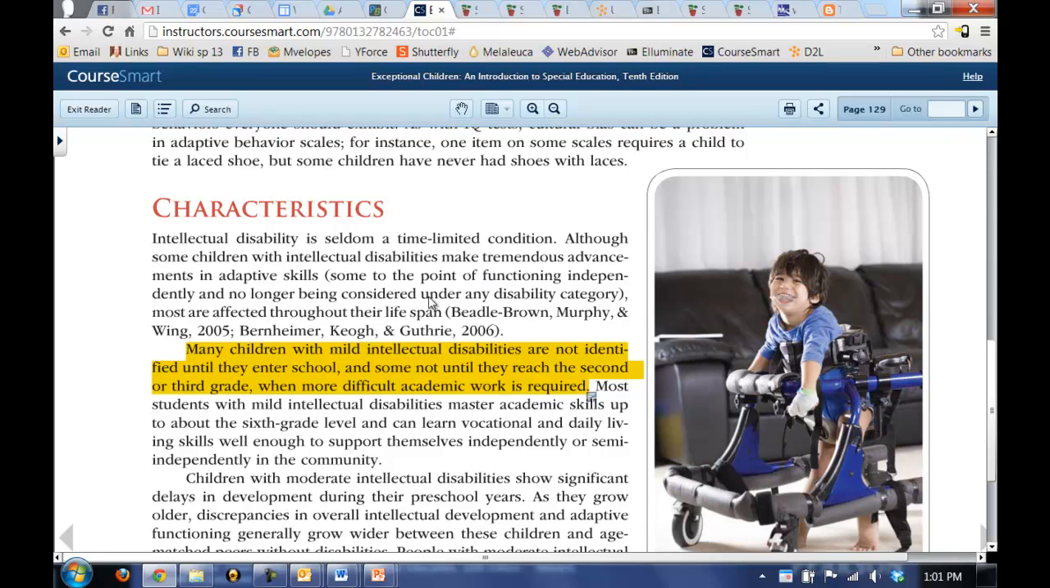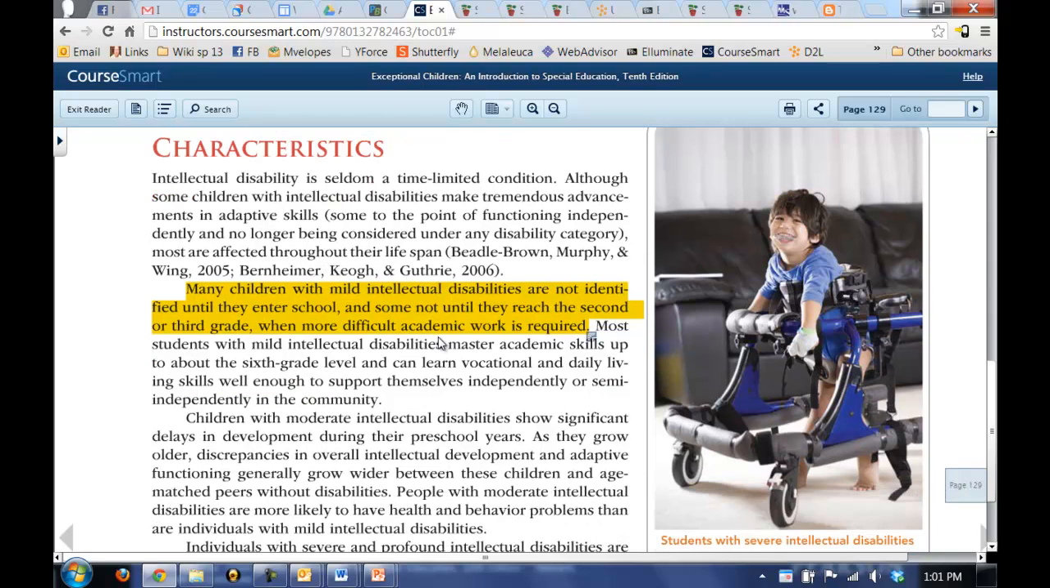Intellectual disability is seldom a time-limited condition. So it's very seldom temporary, although some children with intellectual disabilities make tremendous advancements in adaptive skills. Most are affected throughout their lifespan. Many children with mild intellectual disabilities are not identified until they enter school, like the second or third grade, when more difficult academic work is required.